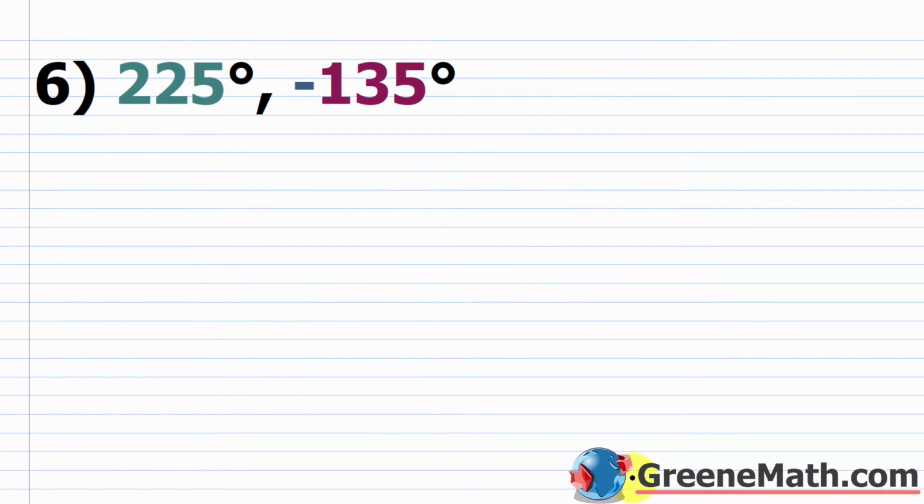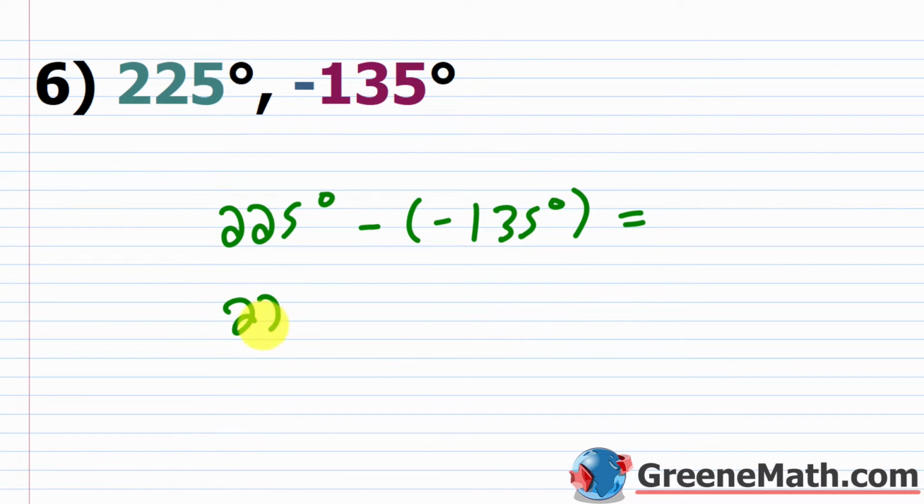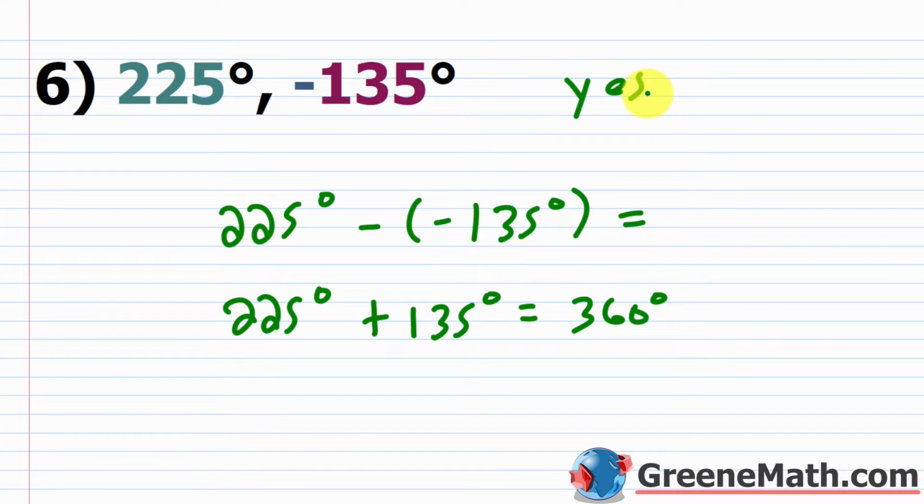Okay, let's look at 6. So we have 225 degrees and negative 135 degrees. So let's go 225 degrees minus a negative 135 degrees. So this would be 225 degrees, then plus 135 degrees, and that's going to once again be 360 degrees. So yes, these guys are coterminal angles.